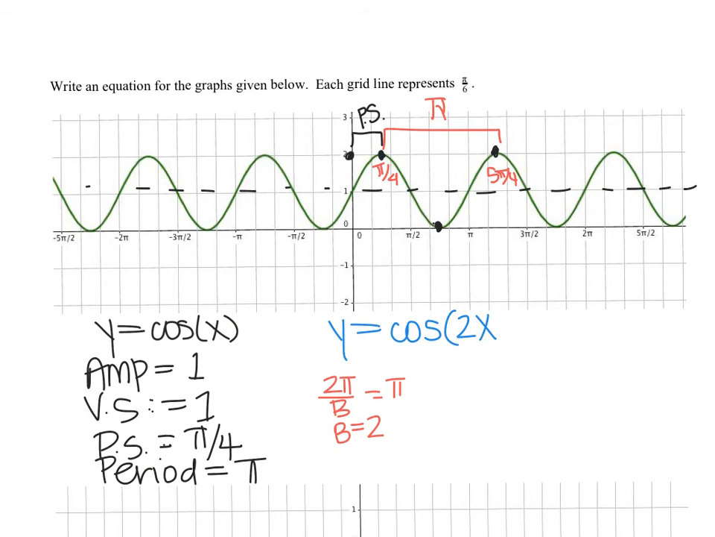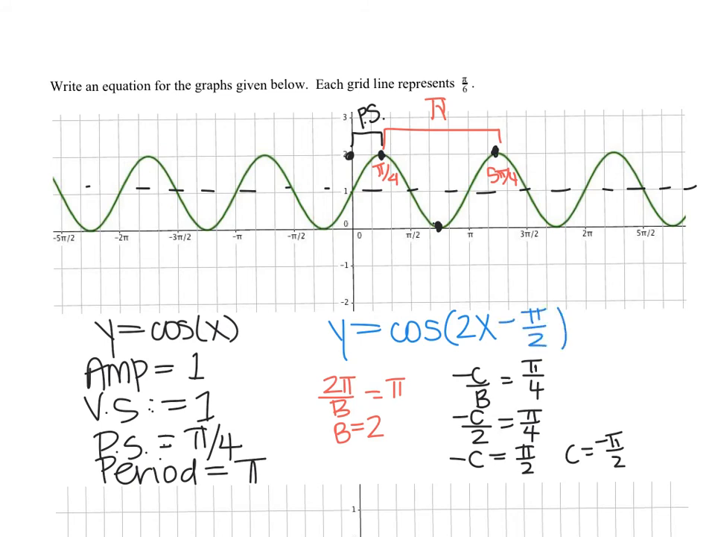Now we have to figure out c. Well, c comes from the phase shift, which is negative c over b. So negative c over b has to equal pi over 4. We already know b is 2, so negative c over 2 equals pi over 4, which leads to negative c being pi over 2, and we get that c is negative pi over 2. So I'm going to have a minus pi over 2 in my parentheses.